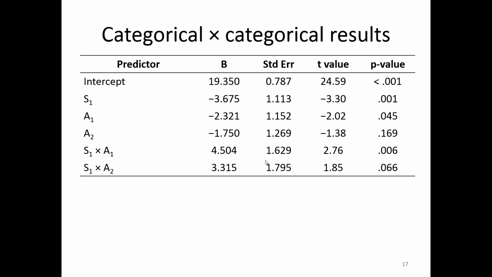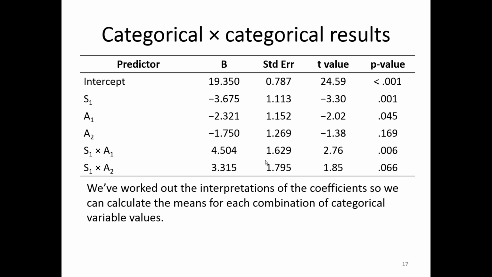Okay, so here are our coefficients right here. We've worked out the interpretations of the coefficients, so we can calculate the means for each combination of categorical variable values. In other words, we can take these coefficients right here. We know that the intercept equals the predicted depression score for the reference group for both variables. So that would be for women taking Prozac, and their predicted depression score is 19.3.